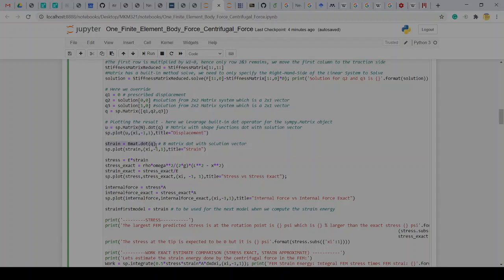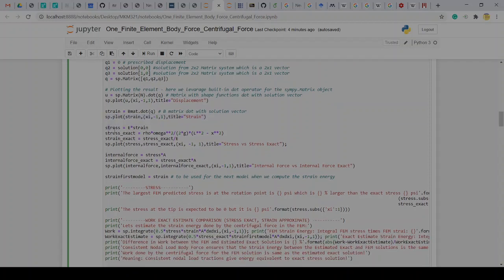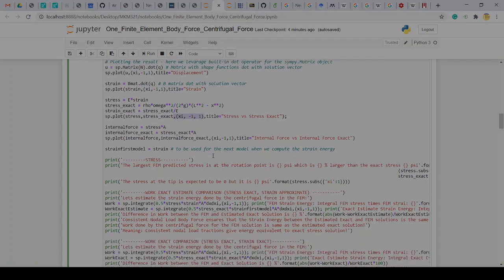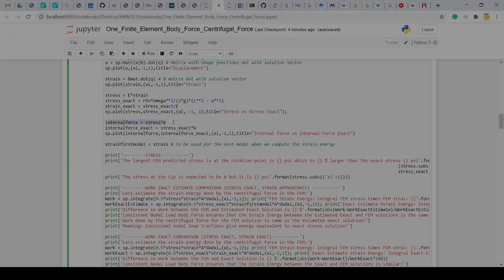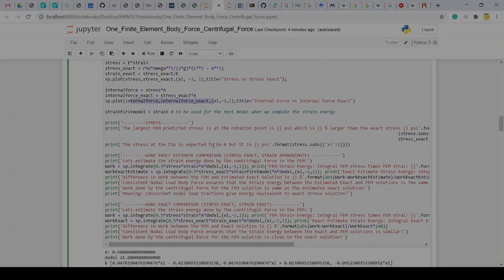I can compute the strain field by multiplying the B matrix with q, and here I'm using the built-in dot operator of the B matrix. And then I compute the stress. This is the exact stress solution. I can plot the stress and the exact stress over ψ from -1 to 1. Okay, and then I can have the internal force as well. That's just the stress times the area, and the exact internal force as the exact stress times the area, and then see how that looks. Okay, so that is the first thing we can do.